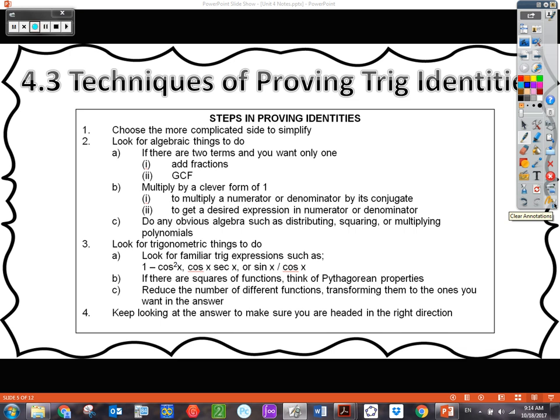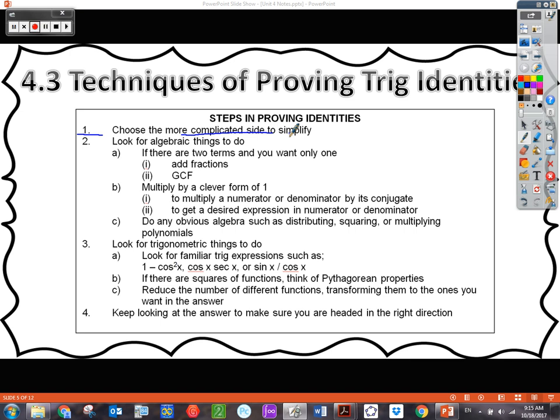Okay, so the very first thing that we have to do is decide which side we're working. Yesterday you were told which you were going to work on. Today you get to pick. You could choose either side. My recommendation to you would be to choose the more complicated side to simplify. Your choice is to shrink something down or make something bigger. Normally for us it's easier to shrink something down than make something bigger. So my recommendation is to choose the more complicated side to simplify.